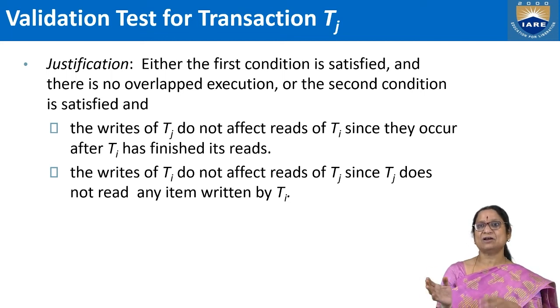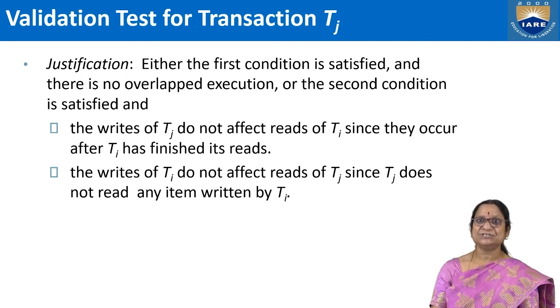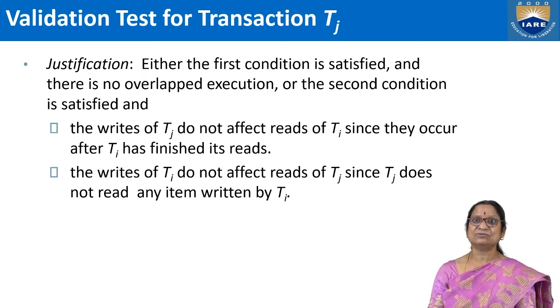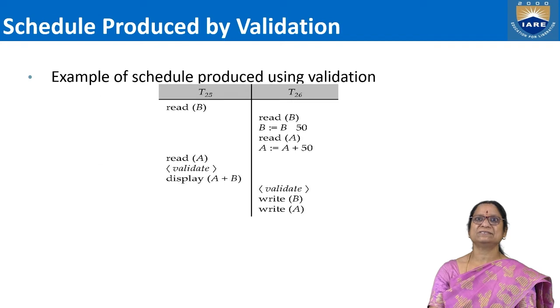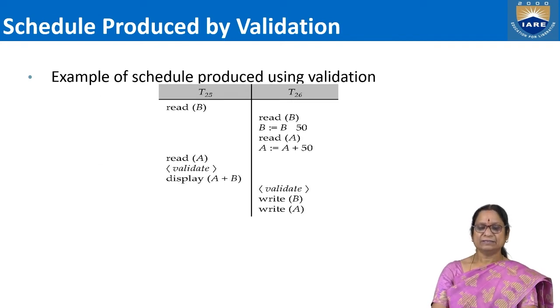Because validation is done after finishing the first one, no? So that's why, based upon that, since they occur after TI has finished its reads, and the writes of TI do not affect the reads of TJ, since TJ does not read any item written by TI, because validation is going to be done after completion of this finish. These are the schedules produced by using validation.